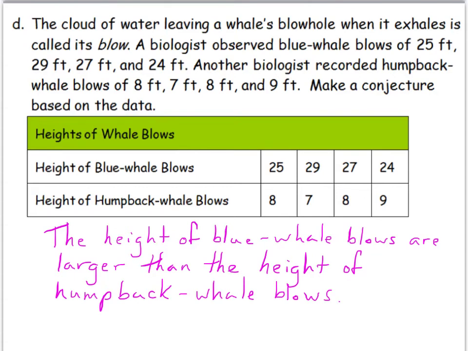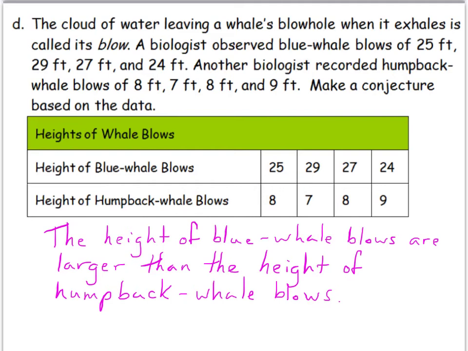All right, so let's take a look at my conjecture. I noticed that when we were looking at the blue whale blows compared to the humpback whale blows, the blue whale blows were always a higher distance than that of the humpback whale. So my conjecture was the height of the blue whale blows are larger than the height of the humpback whale blows. Pretty simple. Didn't have to look into it.